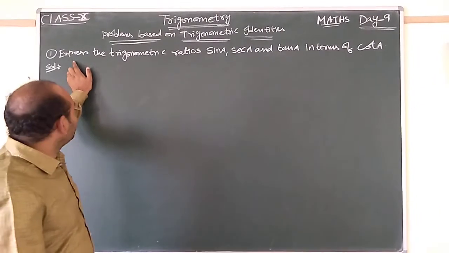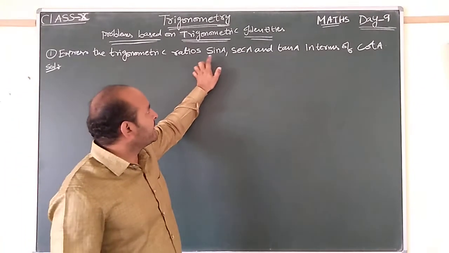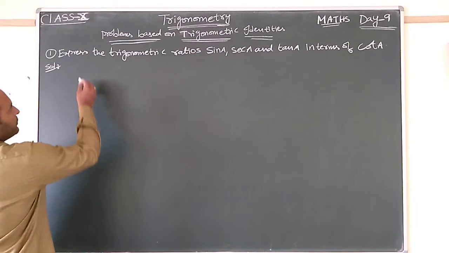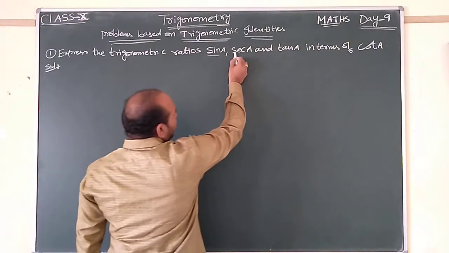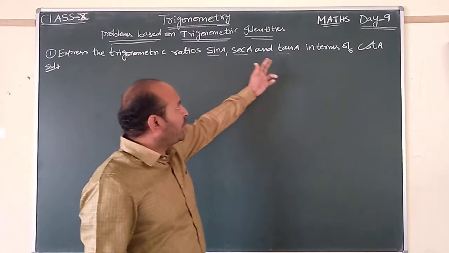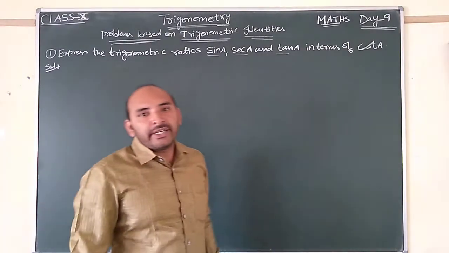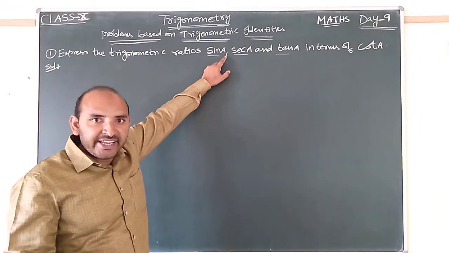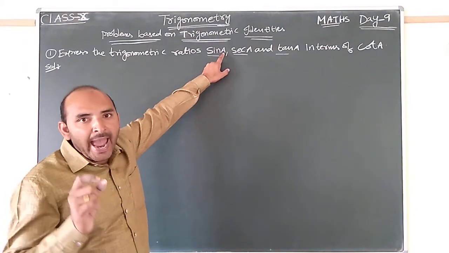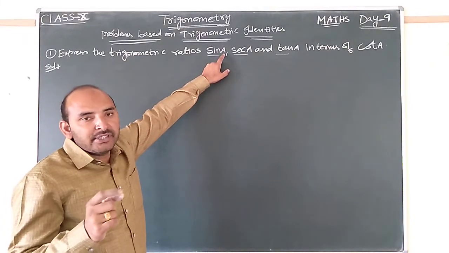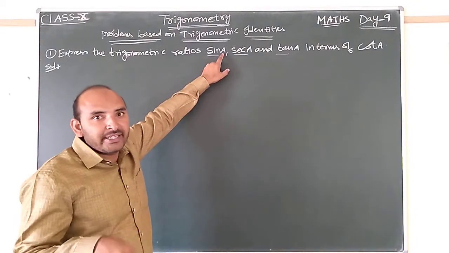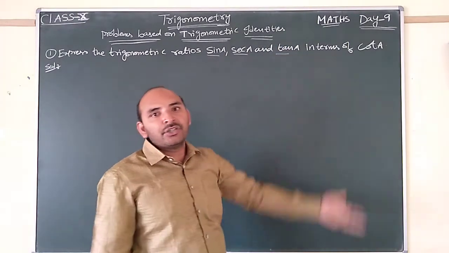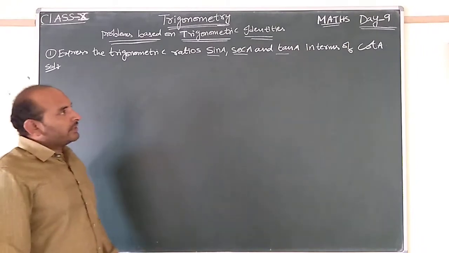Problem number 1. Express the trigonometric ratios sin A, secant A and tan A in terms of cot A. These three trigonometric ratios can be converted into cot A. Don't get confused, instead of A you can also take theta. Sin A or sin theta, secant A or secant theta, tan A or tan theta, in terms of cot theta or cot A.